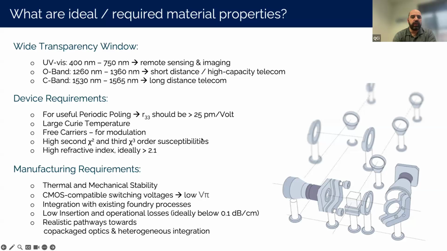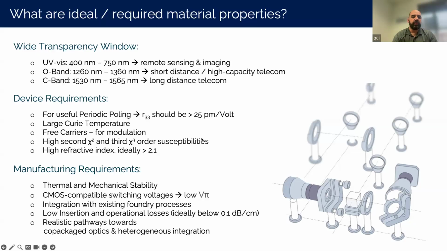So if you have a material that can cover that transparency window, then that's a very good candidate for integrated photonics. If you want to make devices, and in particular I'm talking about active devices in this particular case, then you want a material that has large electro-optic coefficients for both poling and for modulation, and I'll explain why those are necessary in the remainder of this talk.